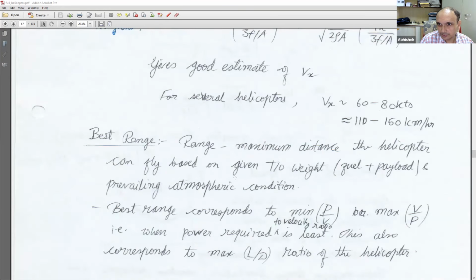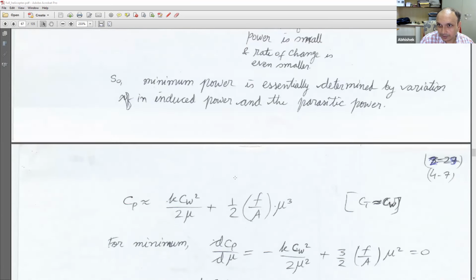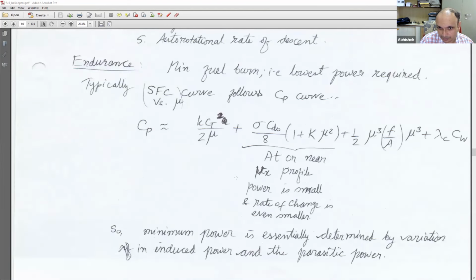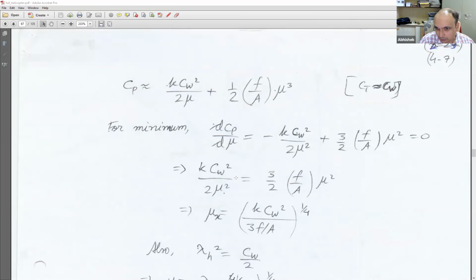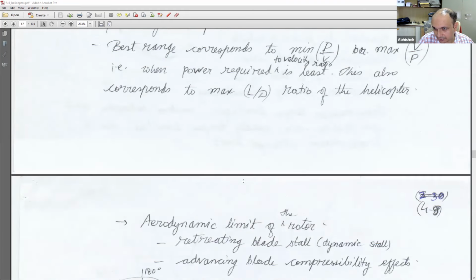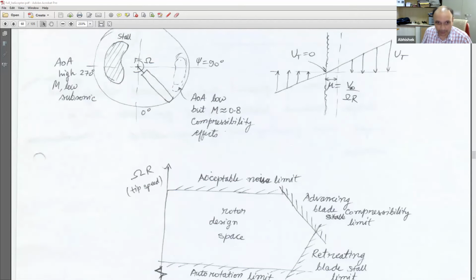My range expression is actually not scanned. I think so, yeah. 4.6, 4.7, and then it jumps because it was at the back of the paper. So it is not scanned in this. Let me see if it is there in the next page. It is not there. Okay. So I'll actually derive it. Just let me grab it for a moment.